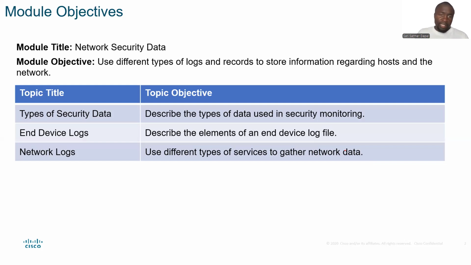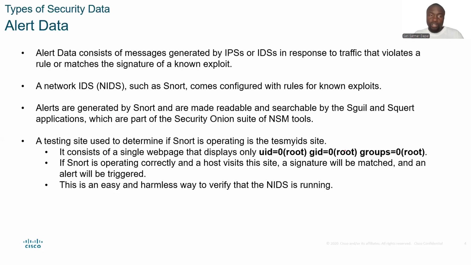We're going to be looking at network logs. We're going to use different types of services to gather network logs. There are certain software tools like TCPdump, Wireshark, Nmap. We're going to be looking at some of these tools that you can use to gather data for your own network security. So let's look at types of security data.